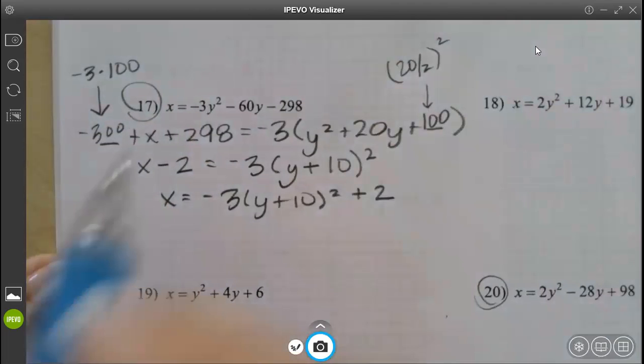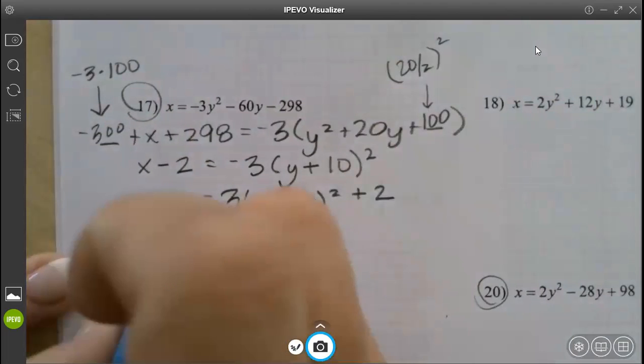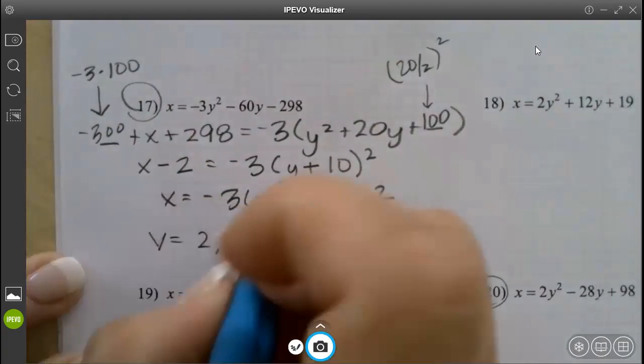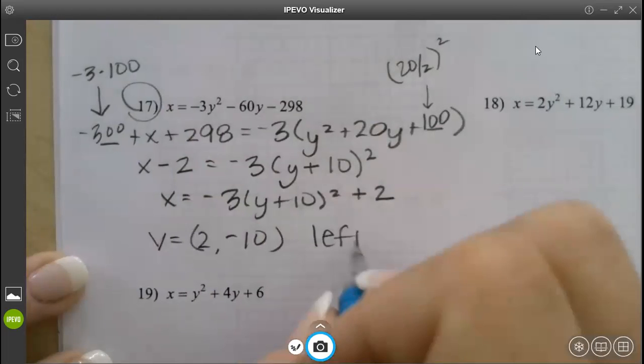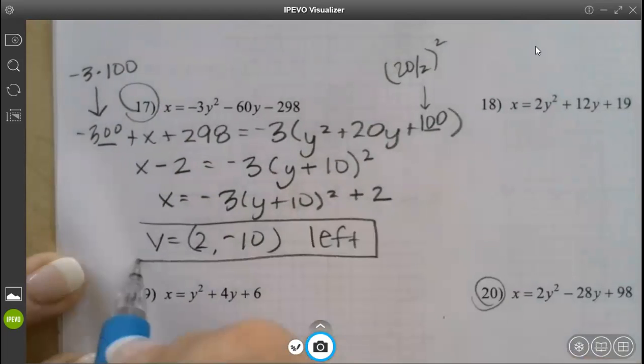And then what is your vertex? 2, negative 10. What's your opening? Left, because it's negative. Perfect. One more and I'll leave you alone.